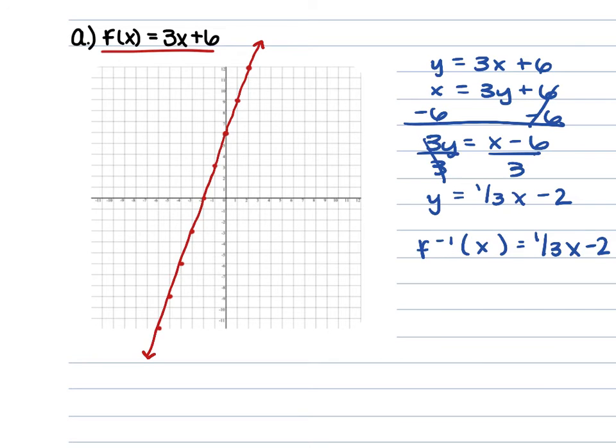So I'm going to plot the negative 2 on the y-axis and then go up 1 and to the right 3. Up 1, to the right 3, and keep this going my entire length of my coordinate plane. So I'm also going to go down 1 and to the left 3.